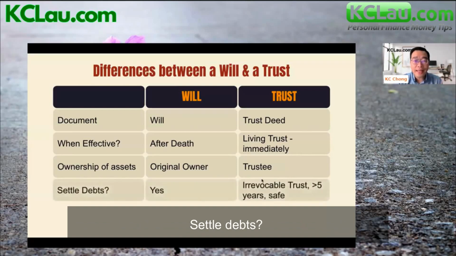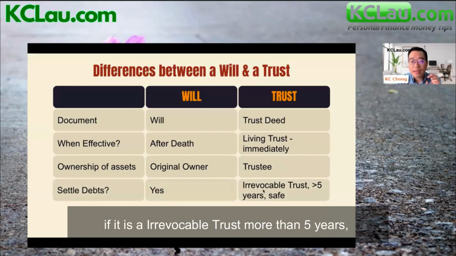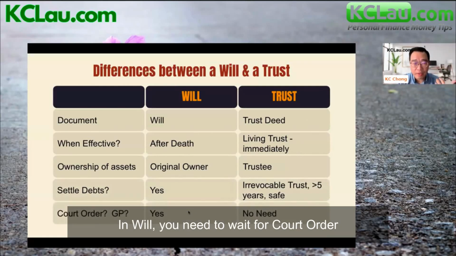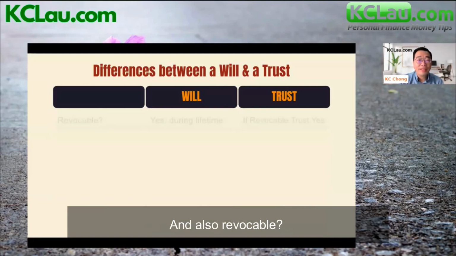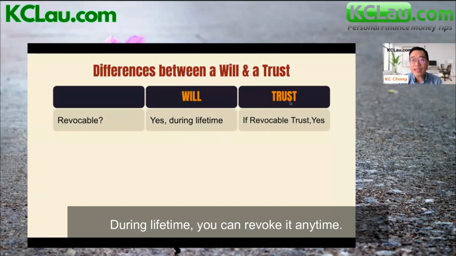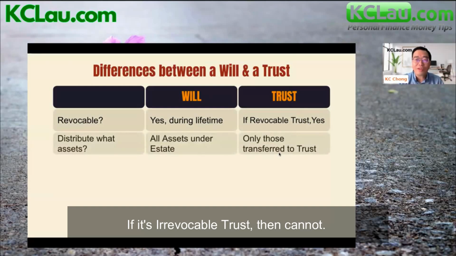And settling debts, yes, in your will, whatever is stated in your will, your cash, your investment, whatever, you need to use it to settle your debts. Whereas for trust, if it is an irrevocable trust, more than 5 years, it is safe, so it can be safeguarded for your next generation. Yes, in will, you need to wait for court order or grant of probate. Whereas trust, no need. And also revocable: will, yes, during lifetime you can revoke it anytime. Trust, if revocable trust, yes. If it is an irrevocable trust, then cannot revoke.